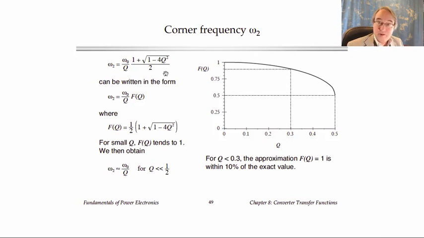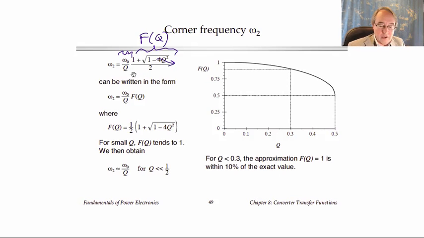So here was the expression we had for omega 2, and it has a term out in front that is omega naught over Q, and then it has this more complicated term that has the radical in it, and I'm going to call this more complicated term f of Q. If we look at what f of Q does as a function of Q, first of all, when Q is small, so much less than a half, then 4Q squared is much less than 1, and what we could do to approximate f of Q is just throw out the 4Q squared term, and we get 1 plus root 1 over 2, which is just 1.